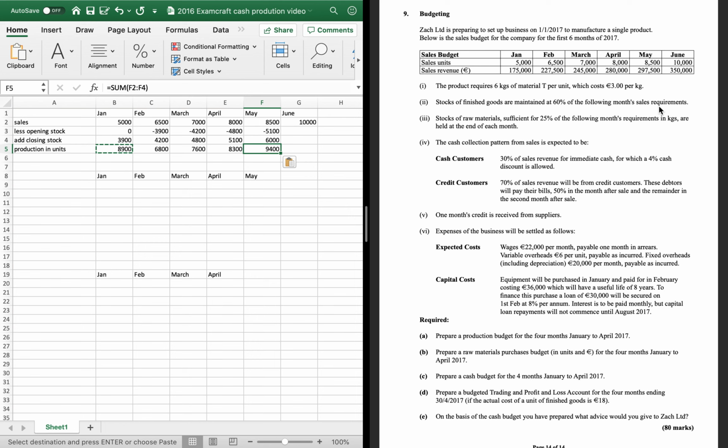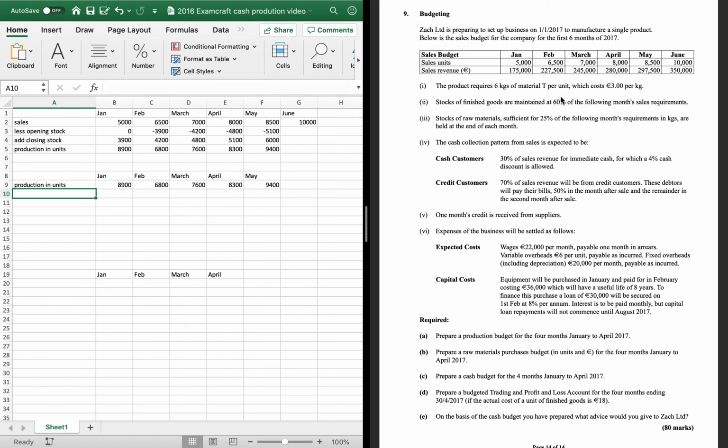Part two, prepare raw materials purchases budget in units and euros for the 4 months, January to April. So this is how many units or how many kilos of raw materials we have to buy and how much it's going to cost us each month. So it's like a raw materials purchases budget in budgeting. You take your answer from the first part, and we take those as your starting point. So 8,9, 6,8, 7,6, 8,3, and 9,4. Okay, they're your starting points for those.